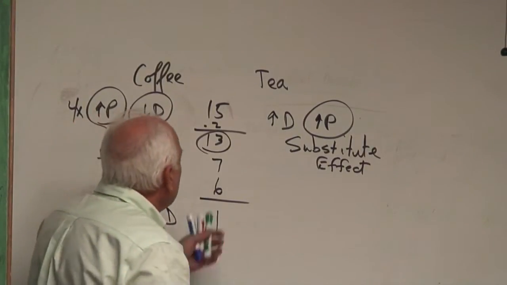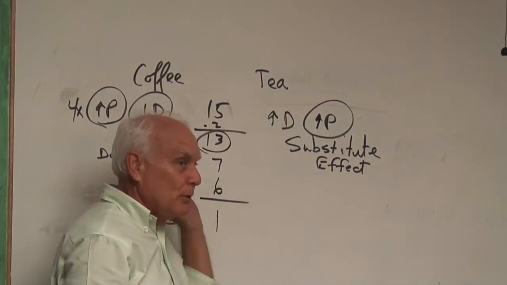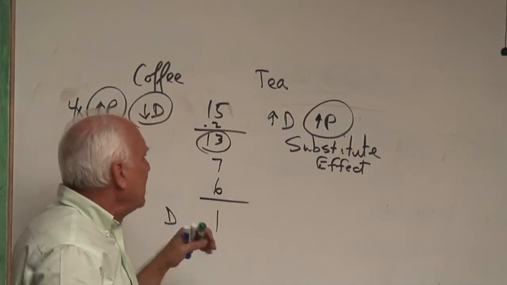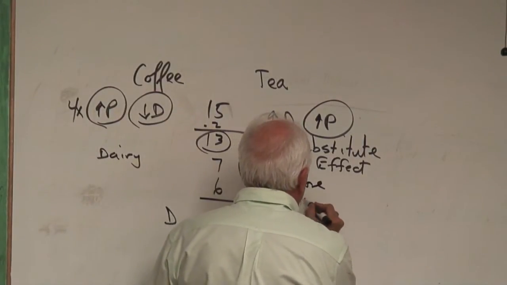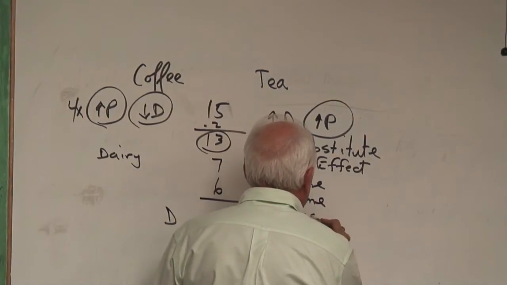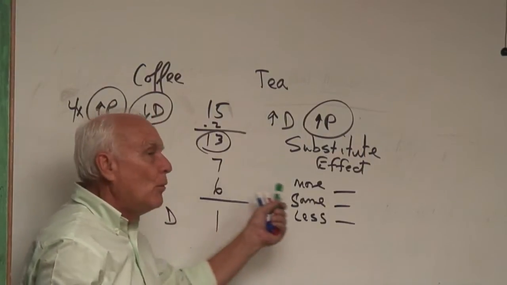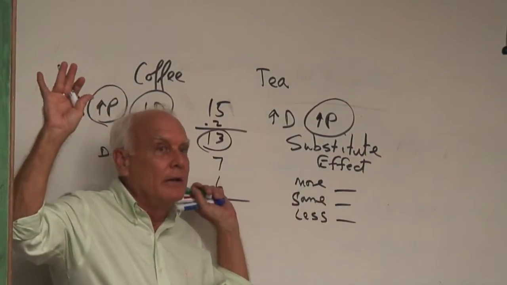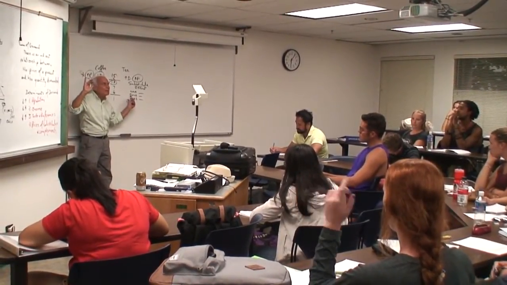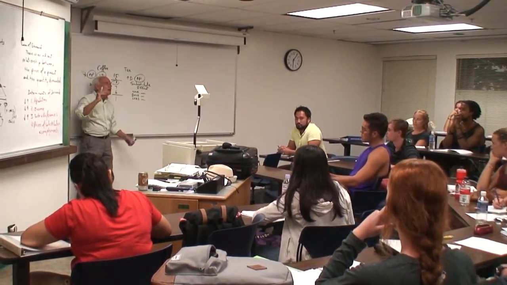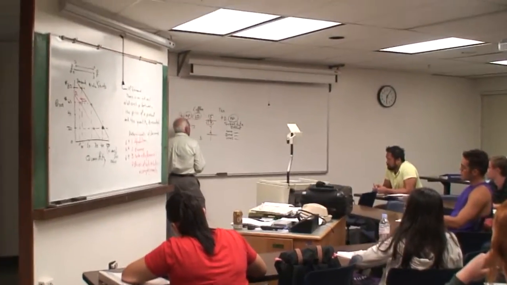Just out of curiosity, of the 6 who said you put dairy product in there, how many of you put more, the same amount, or less of the dairy product in your tea? How many put more of the dairy product in your tea than in your coffee? How many put the same amount? How many put less in your tea? Good, okay. So we have at least some of this example that's going to go on here, although it's offset by something.